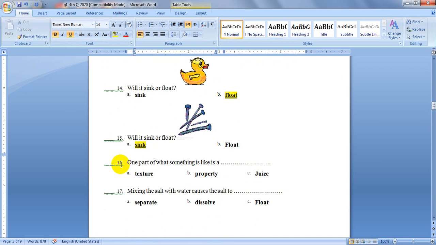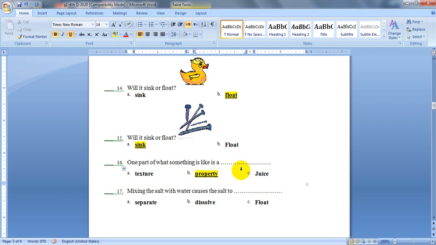Now number 16. One part of what something is like is a texture, property, juice. One part of what something is like. How can we describe one part of something? What did we call this? We call it a property. A property is one part of what something is like. How does it look like? How can we describe it? Like the color, the size, texture, and many properties that we already studied for matter.